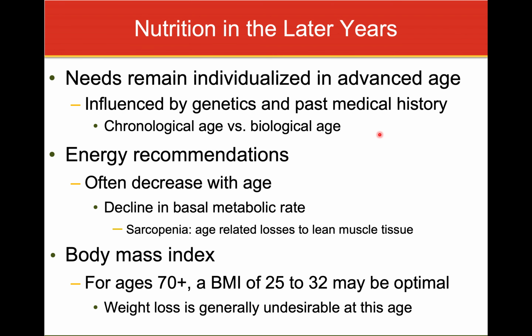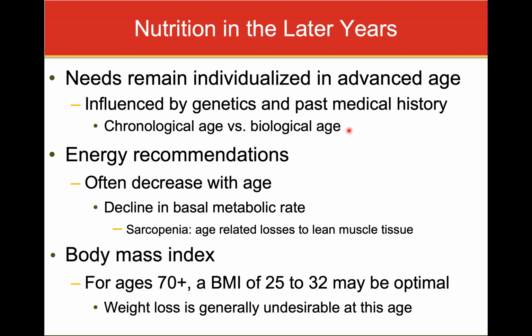So nutrition in the later years, needs remain individualized in advanced age. Our needs are influenced by our genetics and our past medical history. So when we think about our needs, we think about age, we always have to consider the difference between our chronological age and our biological age. The chronological age is what the calendar says our age is, right? If you're born in 1990, you're going to turn 30 this year at some point, or you already turned 30. That's your chronological age. Your biological age is going to be how old you are based off your lived experience.